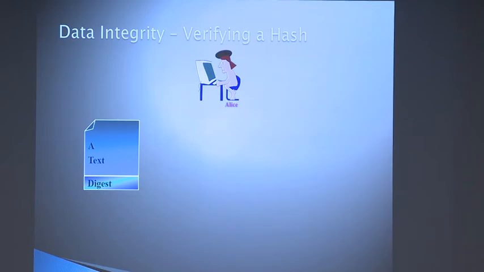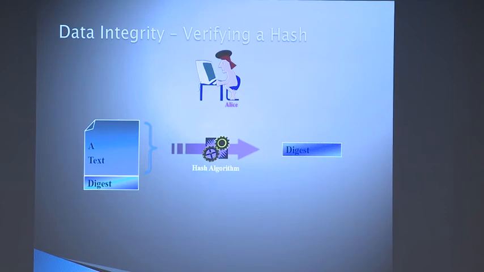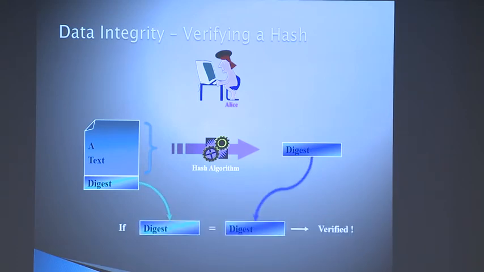So she's now going to take the text and the digest that she's got. She's going to split the two of those apart. She's going to take the text that she received from Bob. She's going to run through the hashing algorithm. She's going to get the message digest. She's then going to compare the two message digests. If they match, it says the information is verified. It has not been altered.